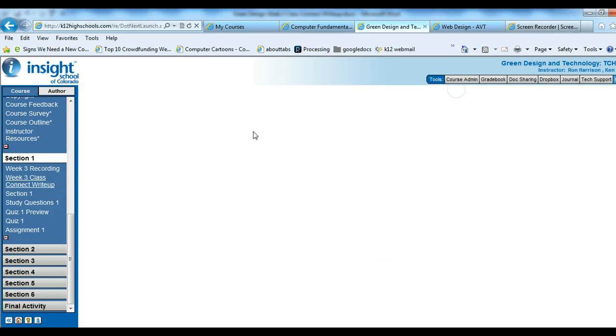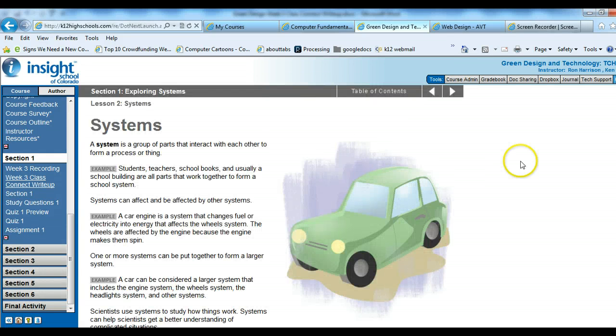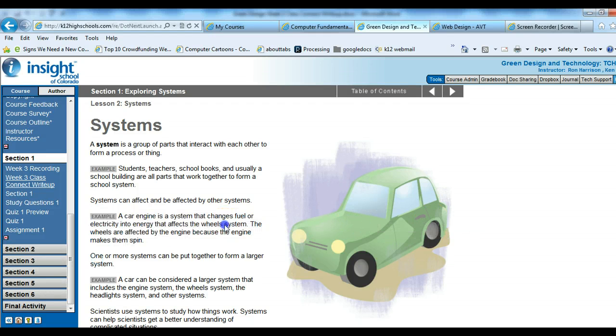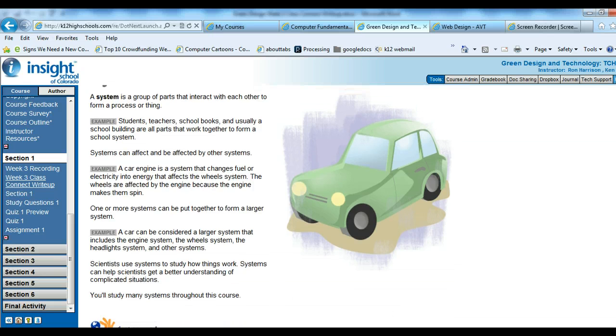Okay, lesson 2. So lesson 2 is all about systems. And from probably science classes you've had, you know that the system is a group of parts that interact with each other. So we have like a school system, right? Is everything that acts together in that school system, in that building. The car engine is a system that takes fuel and electricity to power that car engine. So we know what systems are.